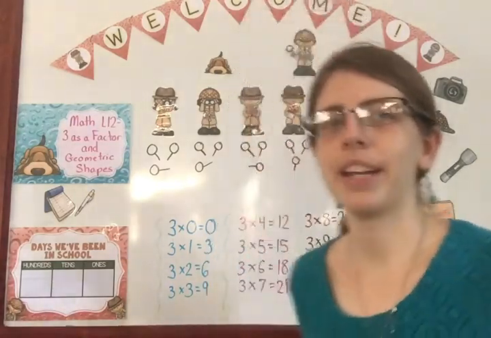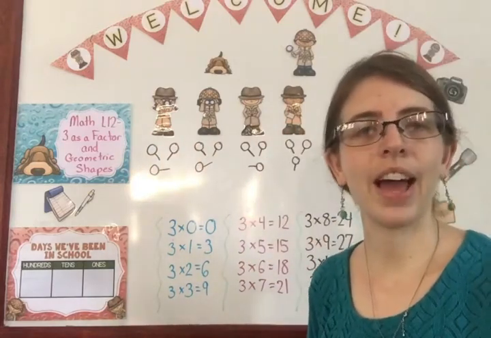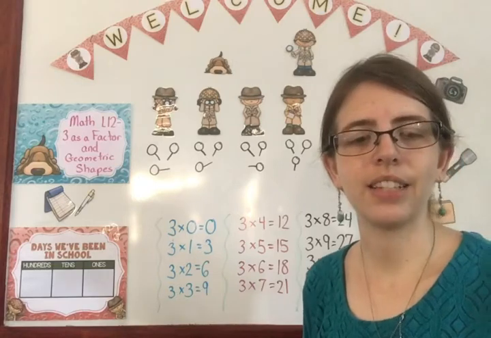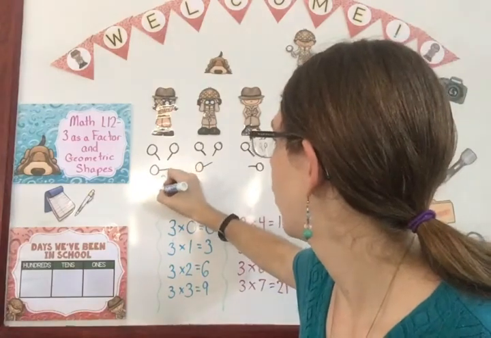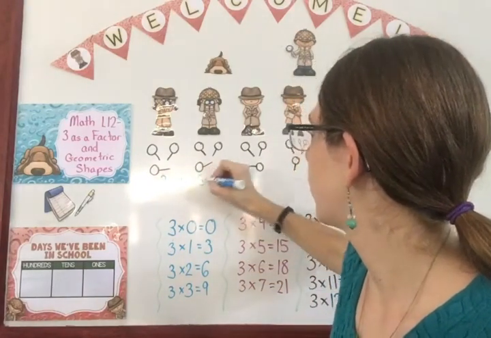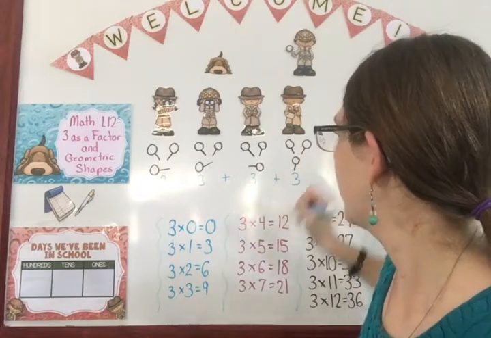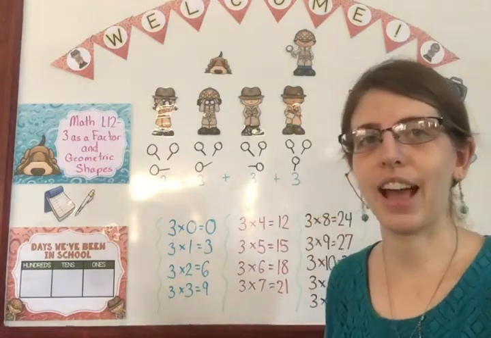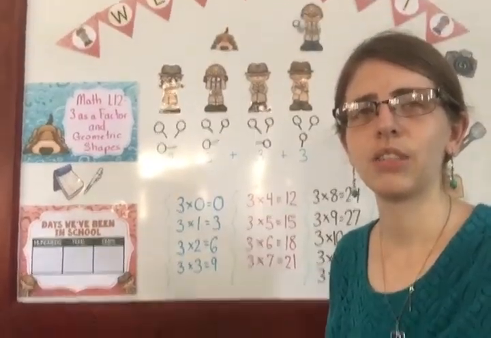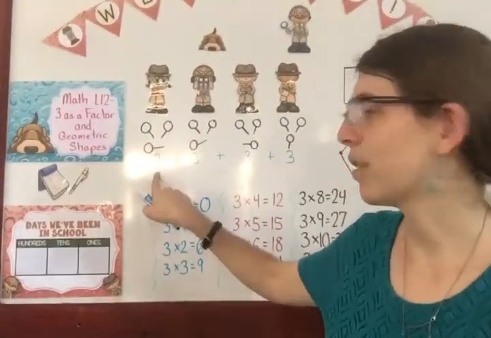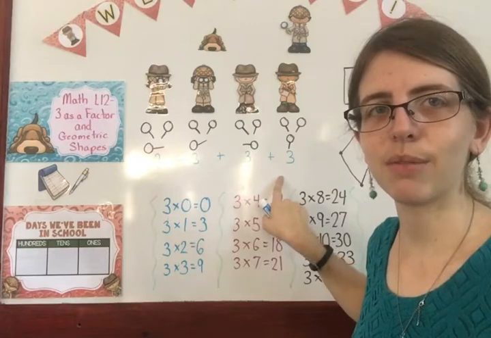Okay. Let's look at 3 as a factor. If we look at my detectives here, I have 4 detectives on my board that have some magnifying glasses. Each one of my detectives has 3 magnifying glasses. So that is 3 plus 3 plus 3 plus 3 if I want to know the total of magnifying glasses. I know it's kind of hard to see because there's a little bit of a glare on the board. Just know that there's a 3 right there where my finger is pointing. So I have 3 plus 3 plus 3 plus 3.